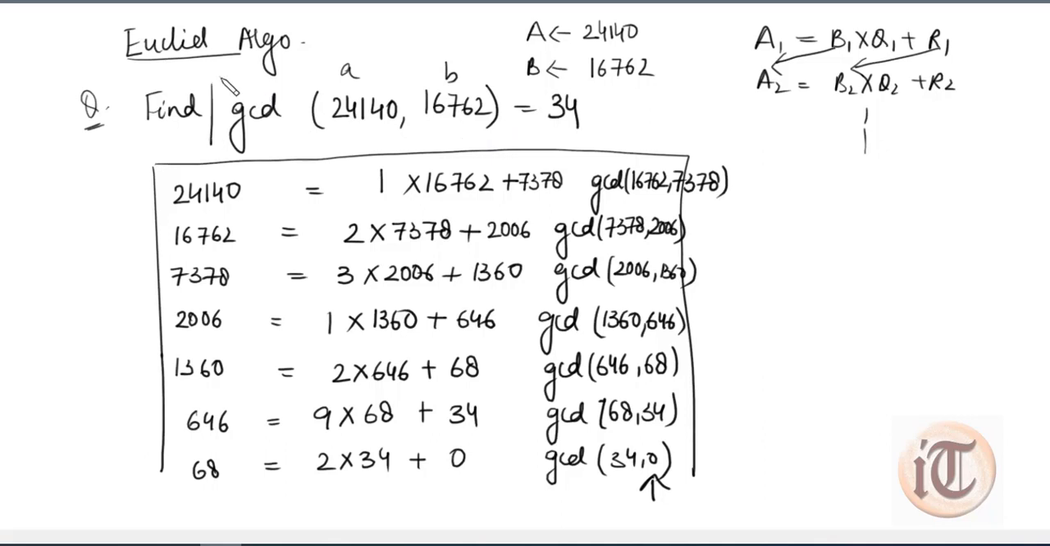This is how we use Euclid's algorithm to find the GCD of any two numbers.